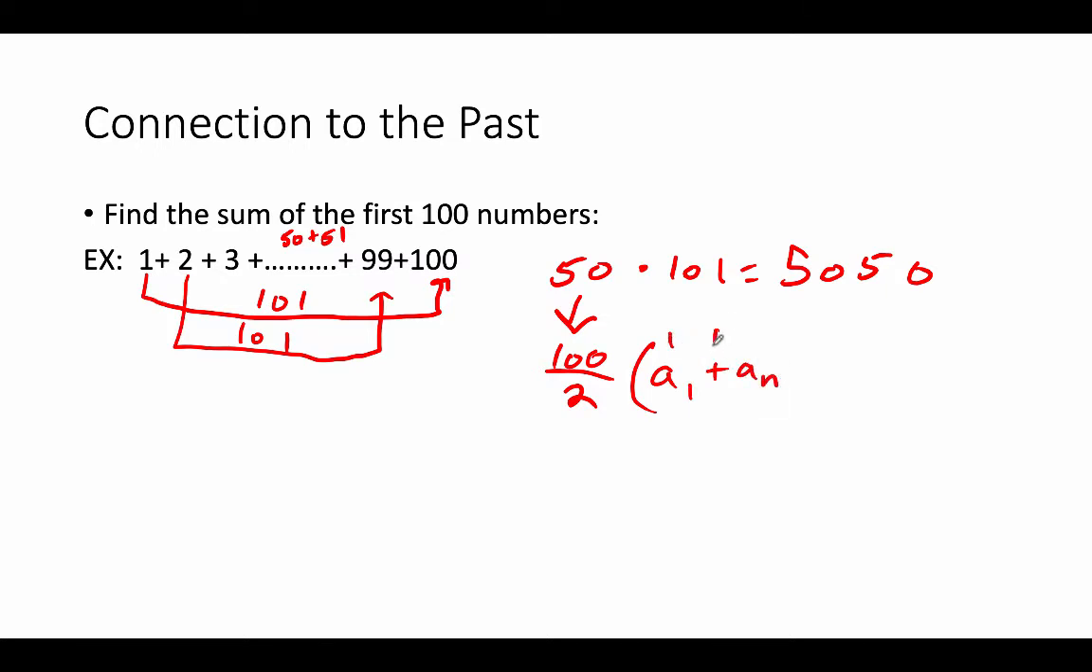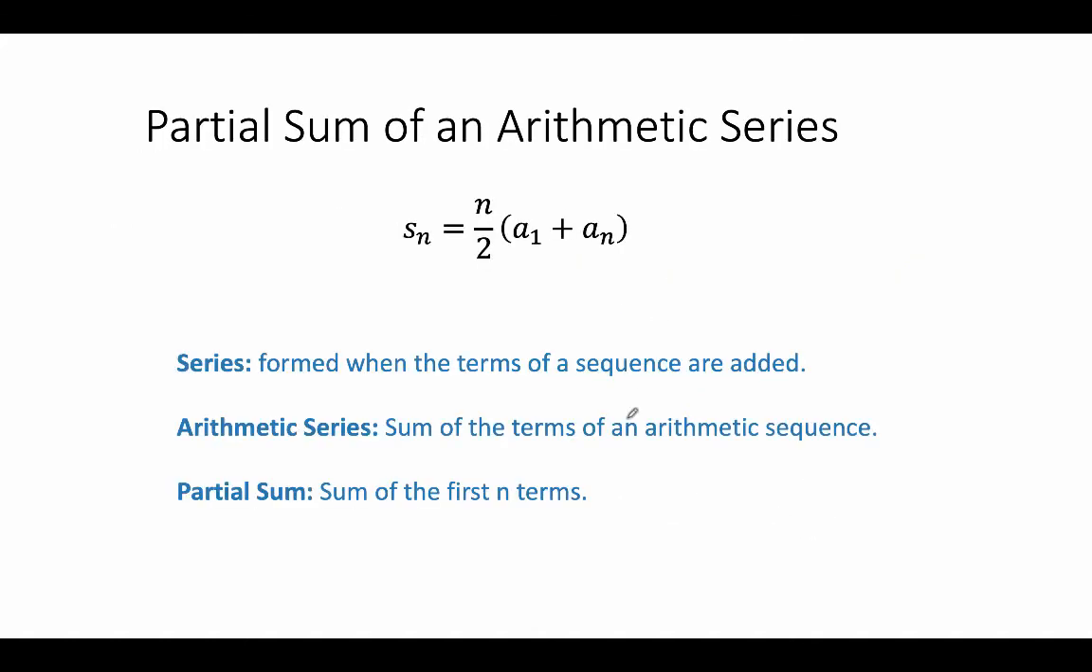So it was 1 plus 100, which really breaks down to n over 2 times the first plus the last. And that's going to be our arithmetic sum formula. There it is. The sum of the first n terms is equal to the number of terms divided by 2 times the first plus the last. That's what we're looking for.